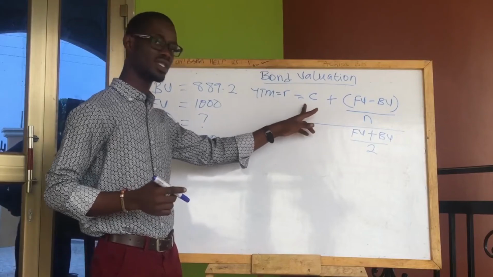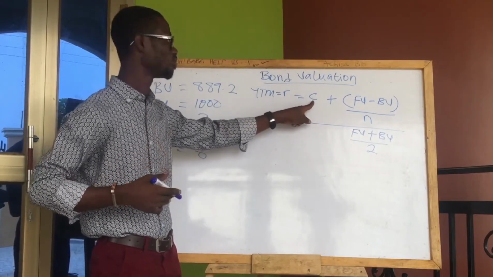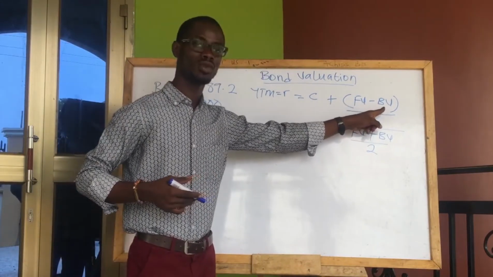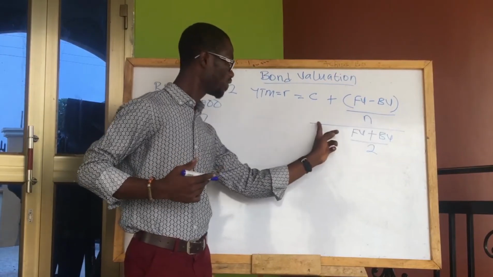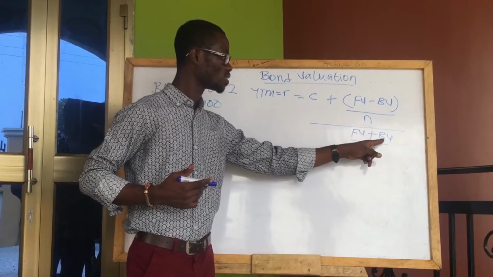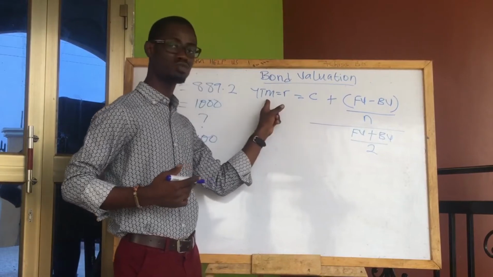The yield to maturity is equal to the coupon payments that you are going to receive plus the difference between the face value and the bond value divided by the number of years or maturity. All this divided by face value plus bond value divided by 2. It gives you the yield to maturity.